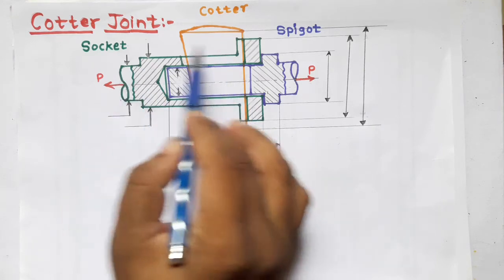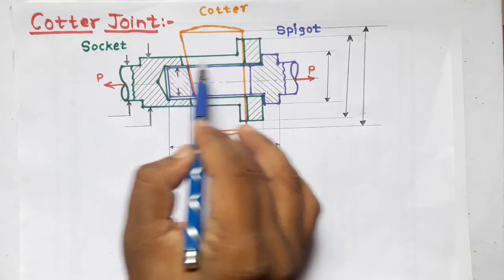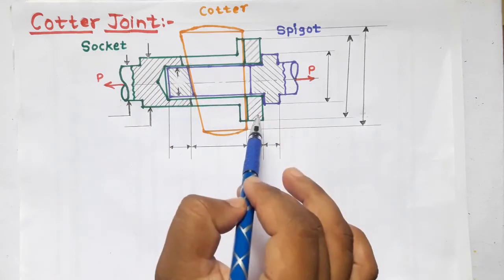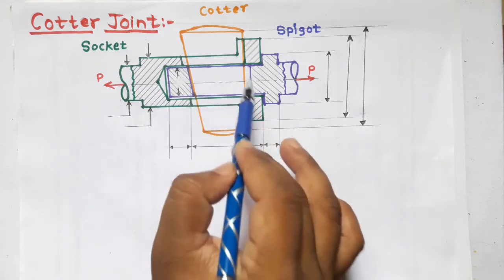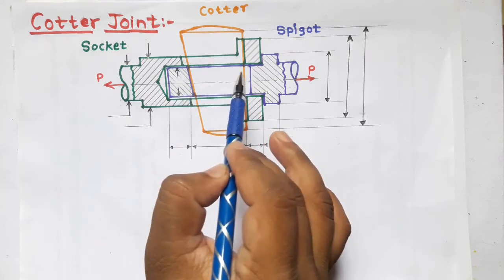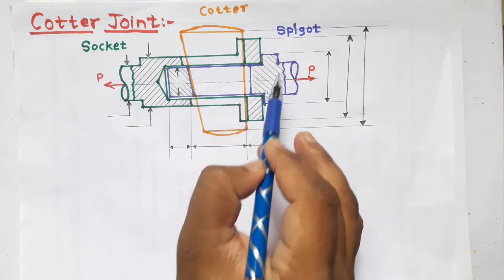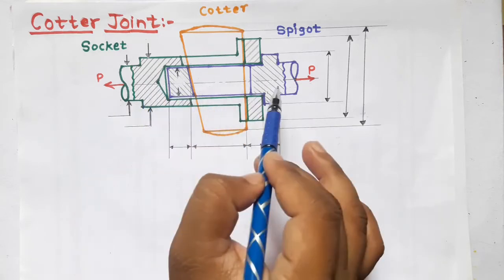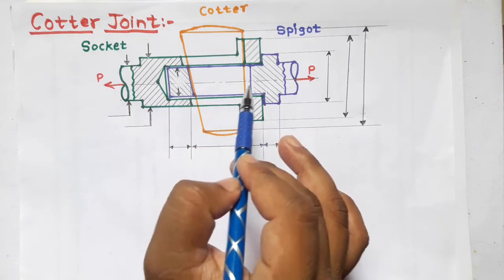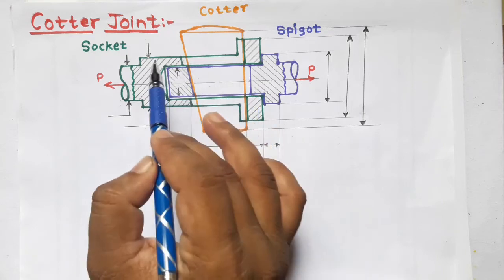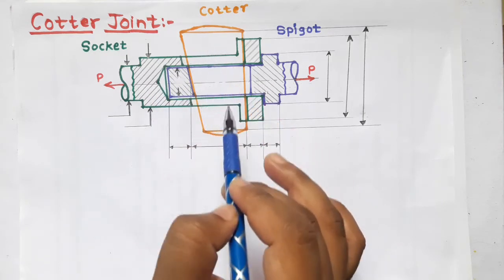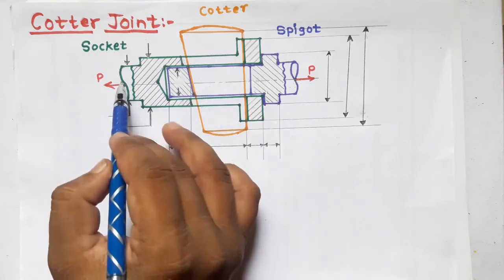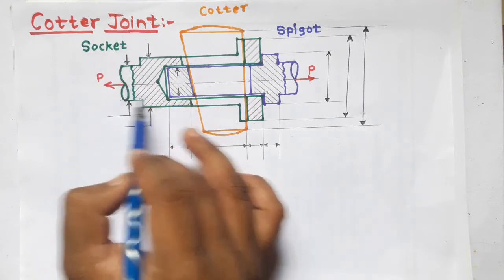So this is the cut section of this quarter joint. This is a socket which is shown by a green color. One end of the socket has a hollow portion or hole in which this spigot, which is shown by blue color, is inserted. Both this socket and spigot have slots, and through this common slot of socket and spigot, this quarter is inserted. This quarter joint is used to connect these two rods.